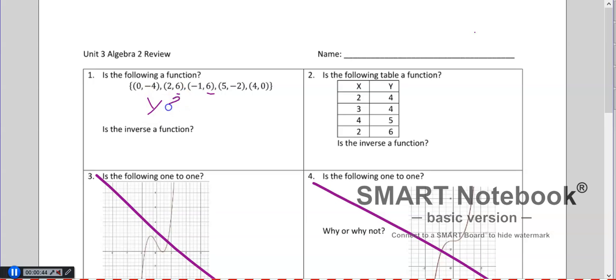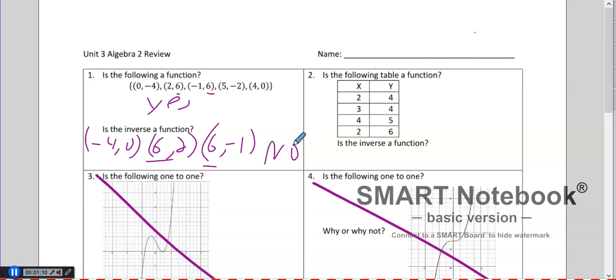So that's a yes. Now, those two 6's actually help us answer part 2. Because in this one, we have -4, 0, 6, 2, and 6, -1. Because remember, the inverse is just switching the x and the y. So now, we do not have a function for the inverse. Because if you think about it, 6, 2 would be maybe here, and 6, -1 would be here, and that definitely fails the vertical line test.